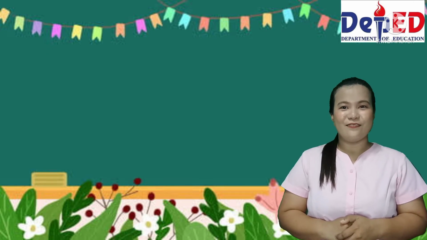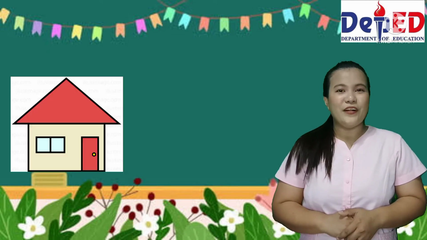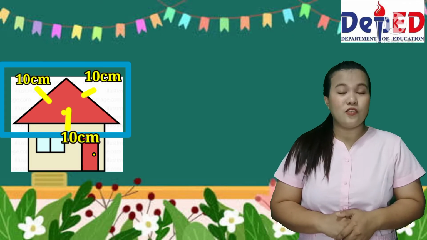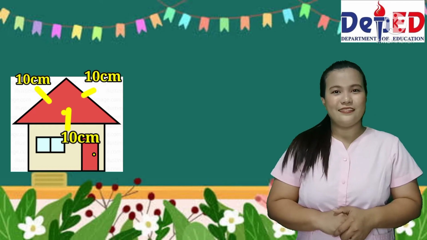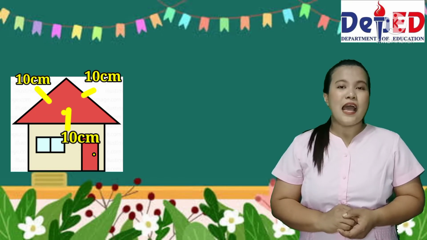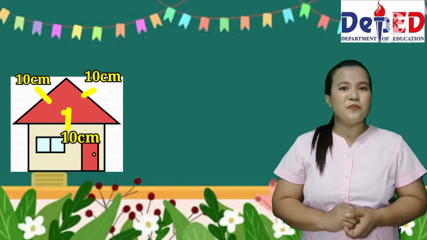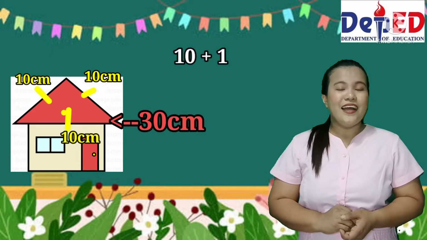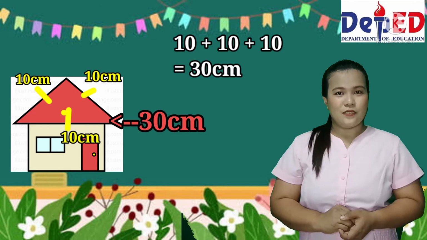Did you get it, class? Very good! Let's have the third example. If I am going to build a small house with a triangular roof measuring 10 centimeters on each side, what is the perimeter of the roof of my small house? If each side of my triangular roof measures 10 centimeters, then the perimeter of the roof of my small house would be 30 centimeters, where 10 plus 10 plus 10 is equal to 30 centimeters.